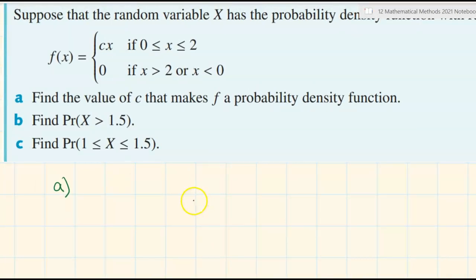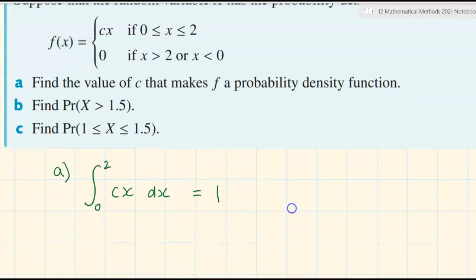Okay, something equals 1. Good. What equals 1? The area under the PDF. So what is that? The area under a curve. What do we do? Definite integral of the function, which is cx integrated with respect to x, is going to equal 1, and we need to make that a definite integral. So what is the lower bound going to be? Well done, 0, and the upper bound is 2.